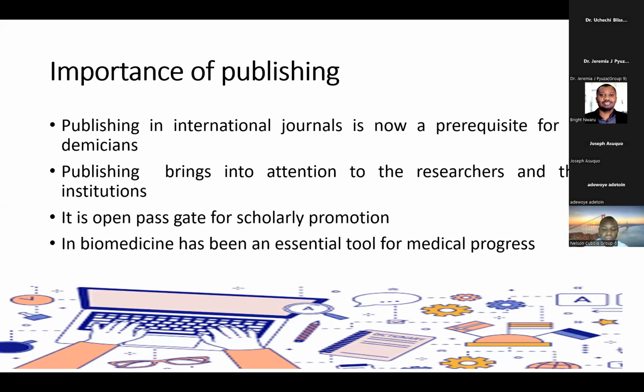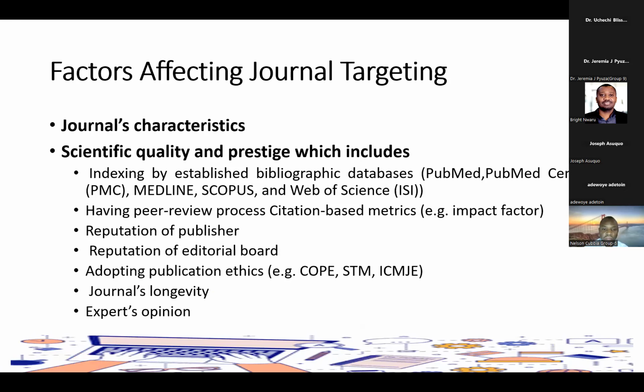In biomedicine, what we publish can also be combined in a systematic review to generate something that will be used as evidence or for policy making. So what are the factors affecting journal targeting?